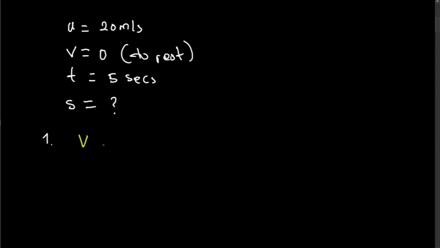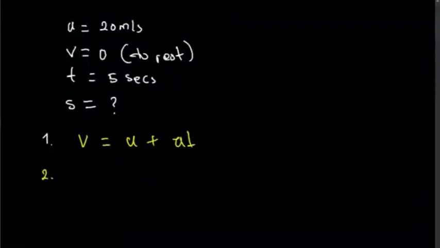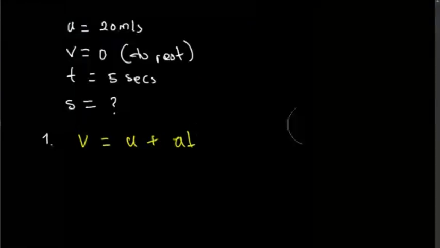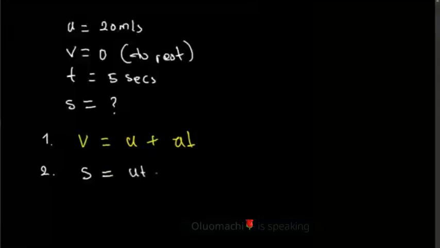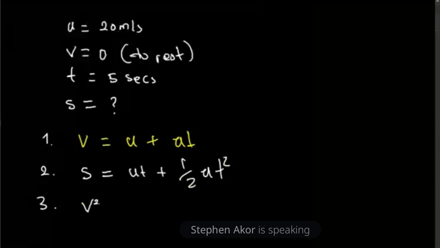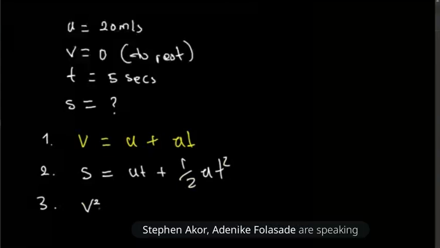First one, follow along. V equals U plus AT. What is the second one? I want you guys to echo it to me. Second equation of motion: S equals UT plus 1/2 AT squared. All right. Third equation of motion: V squared is equal to U squared plus 2AS.